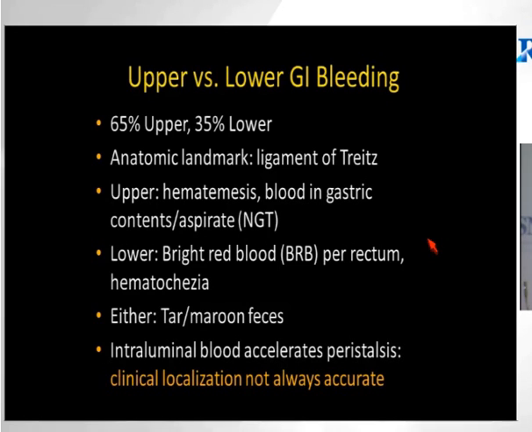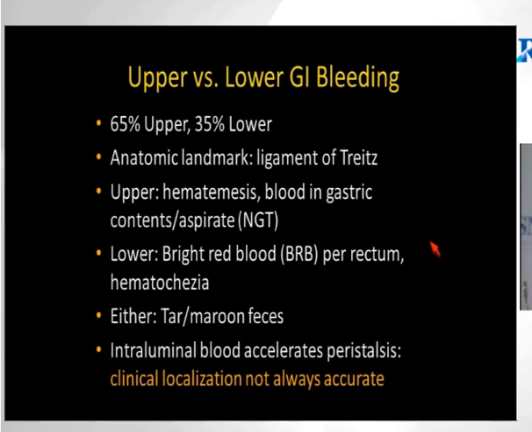The clinical presentation of the upper bleeders more commonly will be with hematemesis and blood present in the contents of the aspirating nasogastric tube, whereas patients with lower bleeds typically will present with hematochezia or bright red blood per rectum. Either patients who have upper or lower bleeds can have melena, tar, or maroon tinged feces.